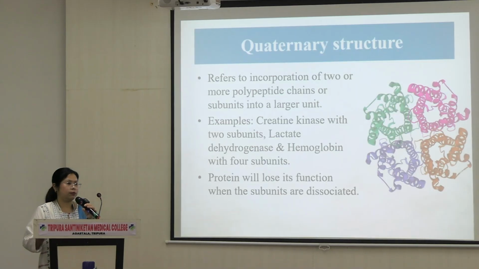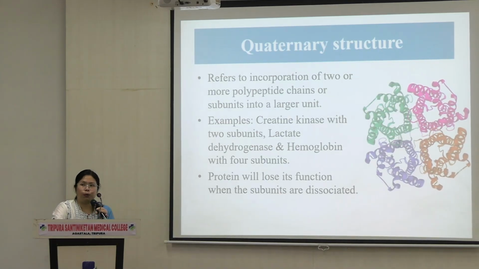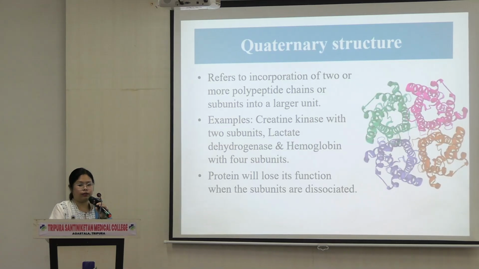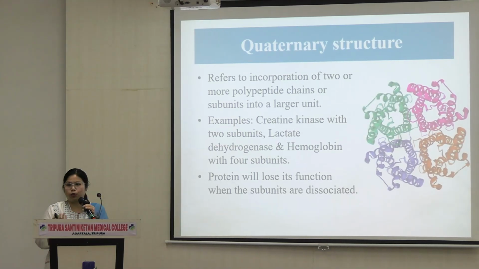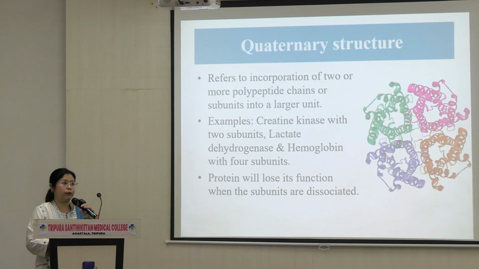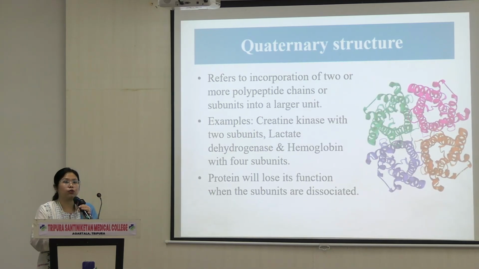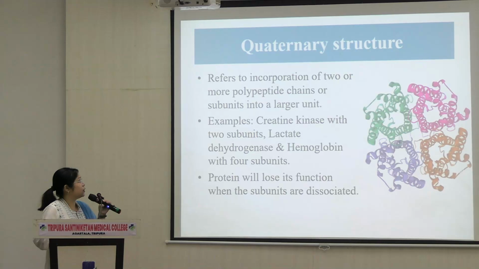Then finally we have something called a quaternary structure. When two or more polypeptide chains come together and form a larger unit, that is called a quaternary structure. Simple like this. There are different colors for different polypeptide chains, and when they come together, join together as one unit, that is called quaternary structure.